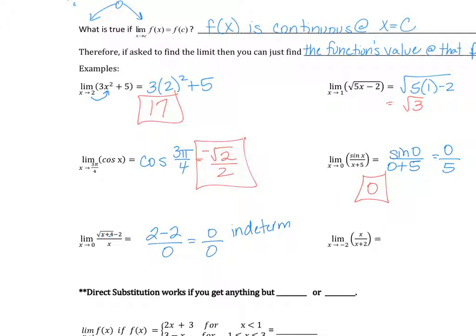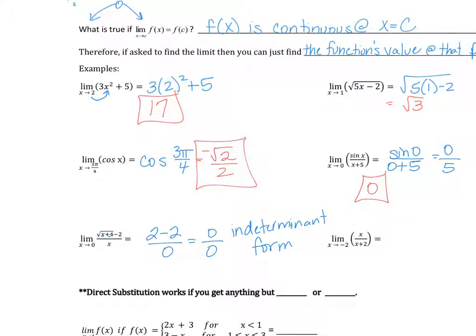Direct sub, indeterminate form. I had to think how to spell that. Hopefully I spelled it right. That's when direct sub doesn't work. When you get 0 over 0, well, it works, but it doesn't give you an answer. It has to lead you somewhere else.